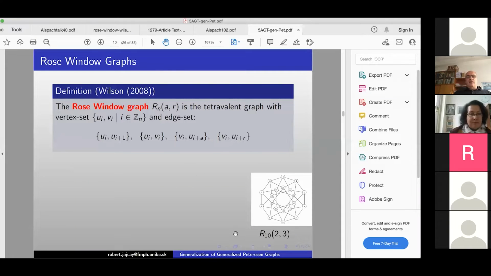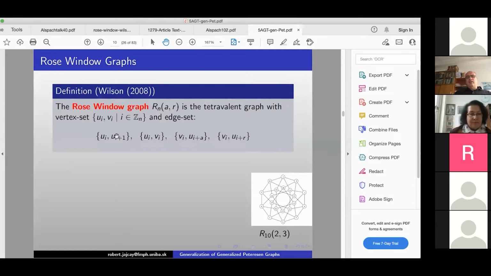This idea that you just have a bunch of parameters and that gives you a nice graph is not just mine. Many people have tried this. The Rose window graphs by Steve Wilson are tetravalent, so not cubic anymore. But you can see that it's a similar idea.